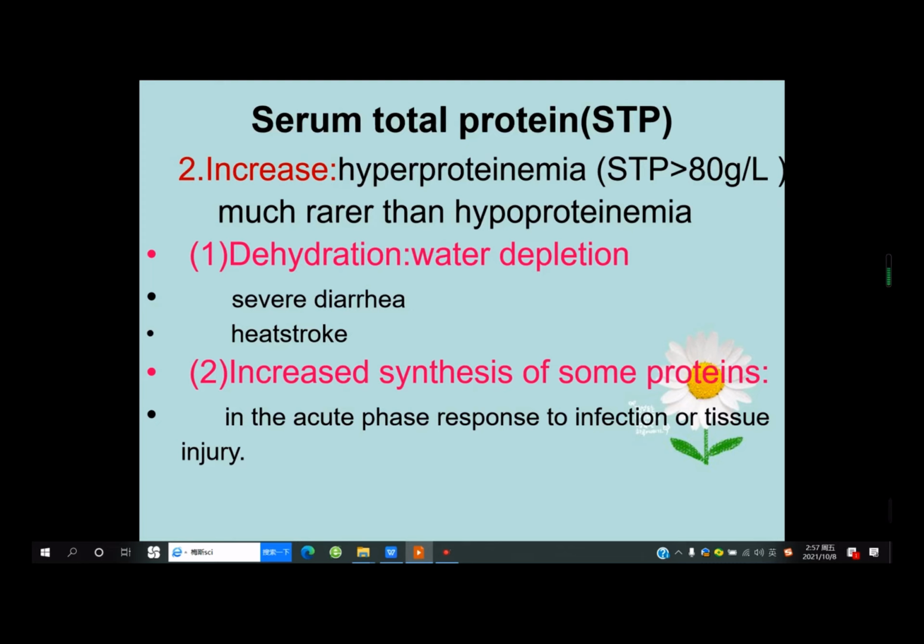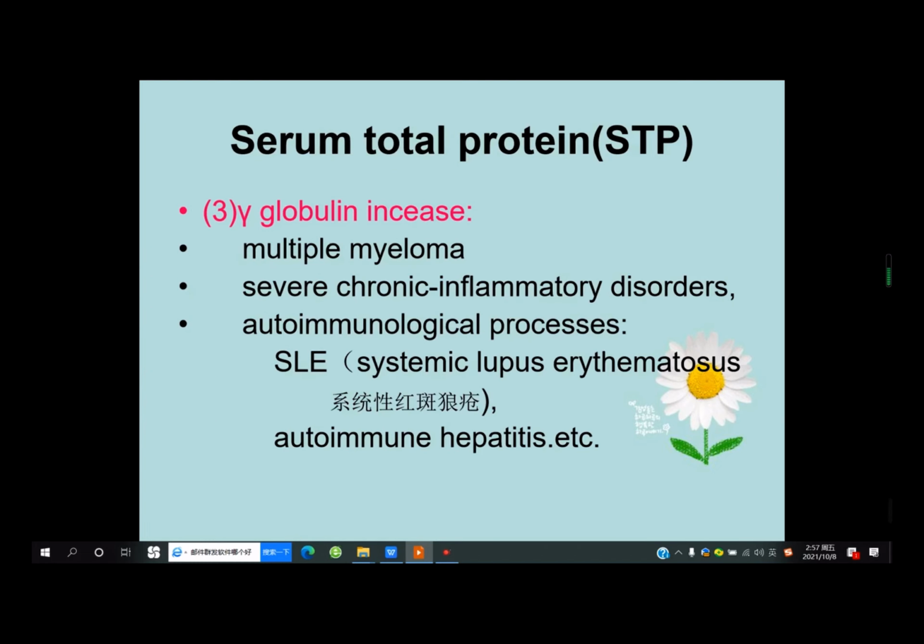Hyperproteinemia is much rarer than hypoproteinemia, which can be seen in dehydration or in the acute phase response to infection or tissue injury. Gamma globulin increase can also make serum total protein increase, for example, multiple myeloma or some diseases like SLE.